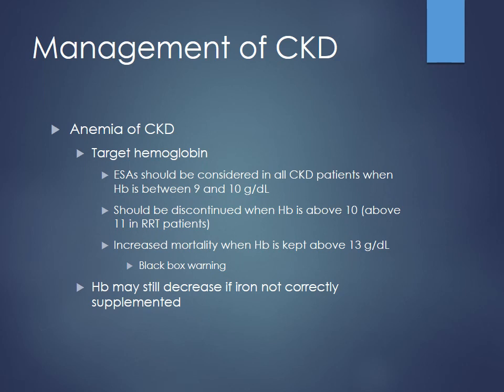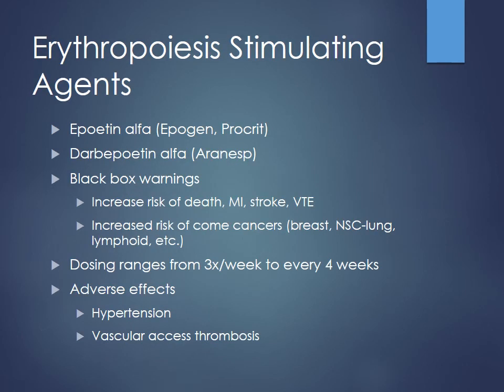Okay, but again, the hemoglobin may still be decreasing for your patient, even though you're giving them these erythropoiesis stimulating agents, if their iron is not set correctly, right? So you need to make sure they're being supplemented with iron appropriately in order to make sure your ESAs are going to work. And the ESAs are expensive drugs, so you want to make sure that you're doing the easiest things in order to make sure that they're going to be successful. So the most common erythropoiesis stimulating agents we have are going to be epoetin alpha. A couple of brand names you might see are Epogen or Procrit, and you have darbepoetin or Aranesp. Those are the most common ones we see being used.